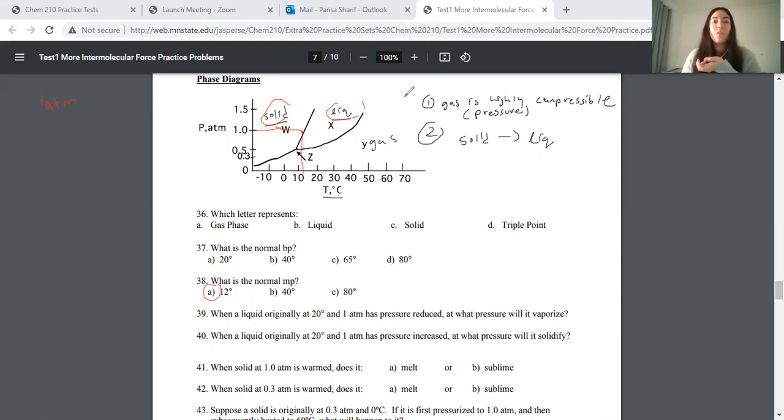So let's show another example. Here we were, let me rewrite some stuff.